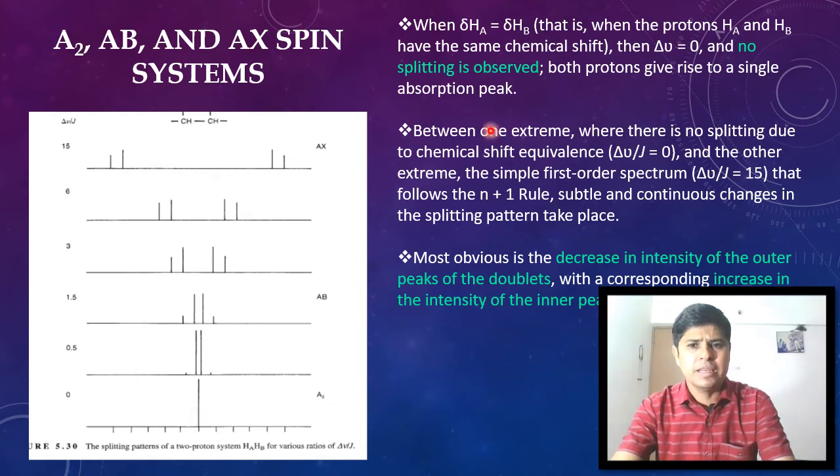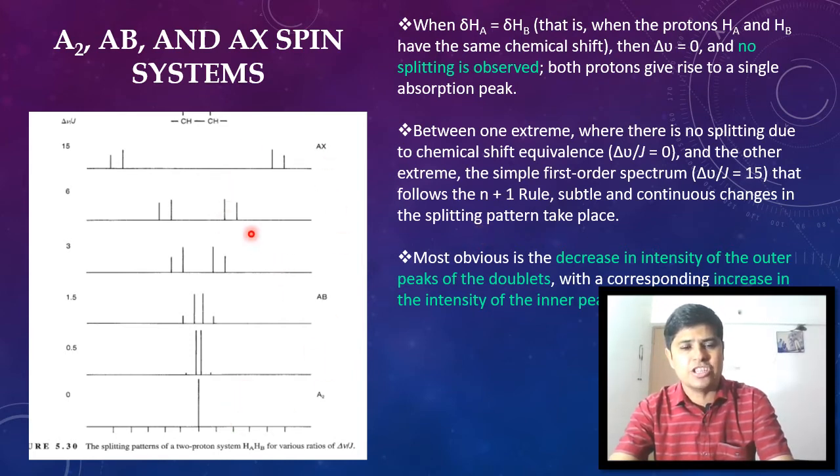Now, at one extreme there is no splitting, due to chemical shift equivalence, that is delta nu by J is equal to 0, and at the other extreme there is the simple first order spectrum, where delta nu by J is equal to 15 hertz, that follows the n plus 1 rule. So between these two extremes, that is AX and A2, subtle and continuous changes in the splitting pattern take place. That is, as these two doublets come closer, the intensity of the inner lines increases, while the intensity of the outer lines of the doublets decreases. So this is about A2, AB and AX spin systems.